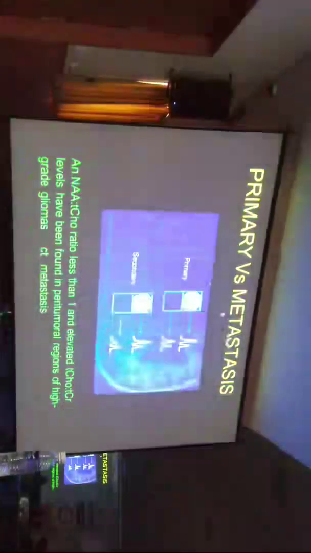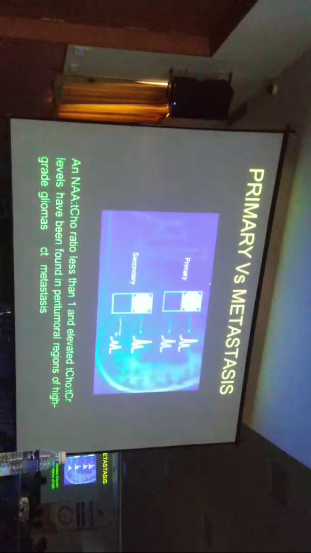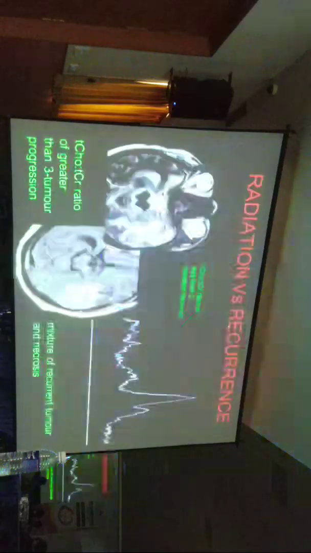In that way, you can check outside the tumor. In case of metastasis, you won't get any choline elevation. Whereas in case of glioma, because it is extending along the white matter, you get a choline elevation.